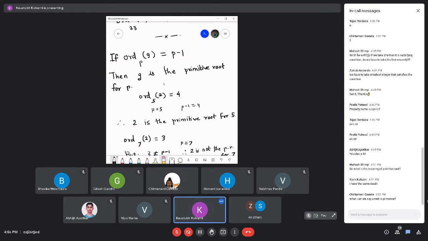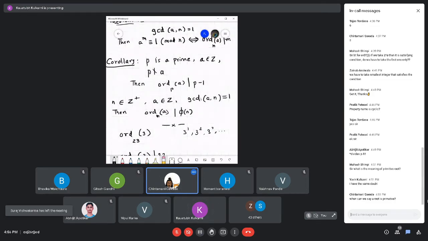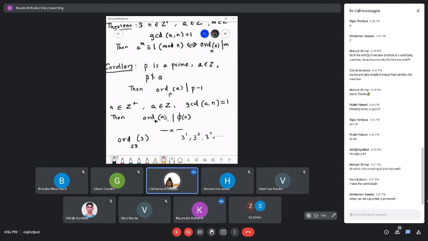Yes. And the other condition which we have written upwards, like the totient of n. So what is the order of a, is it equivalent to the totient of n? This is the order of a modulo n. Okay, it divides the totient of n.